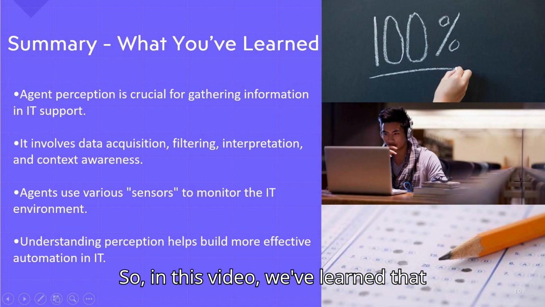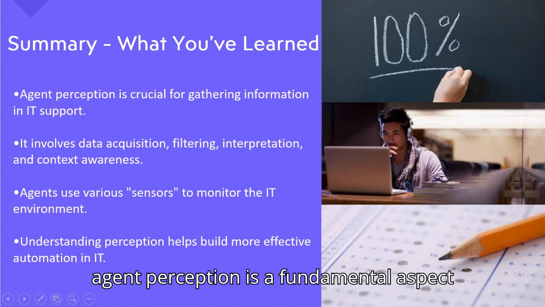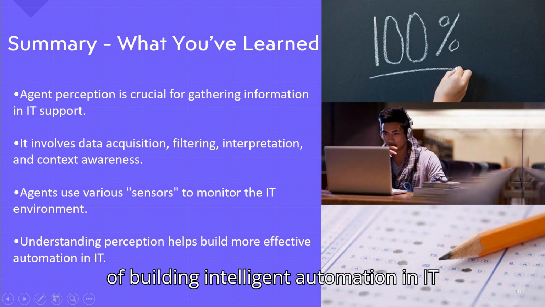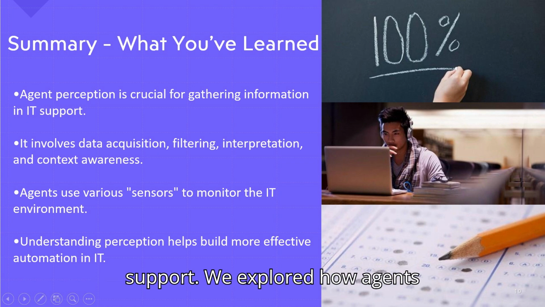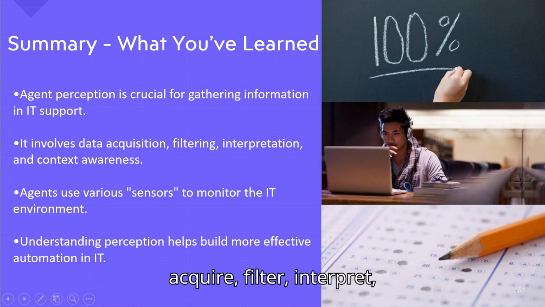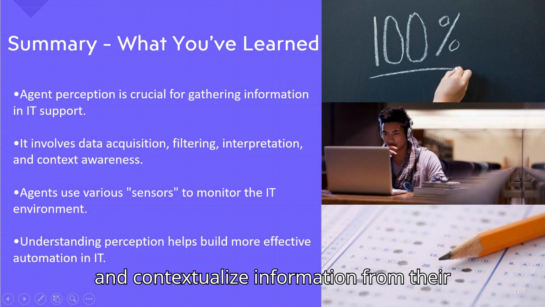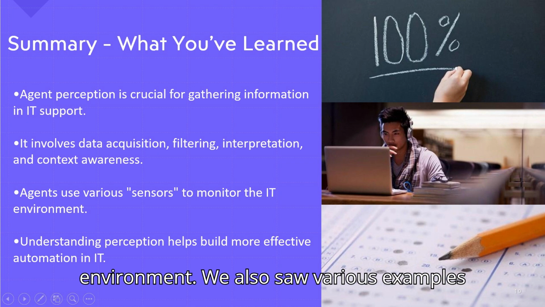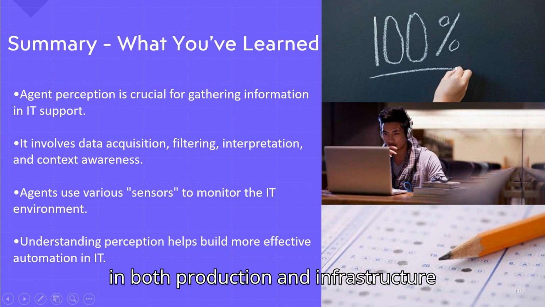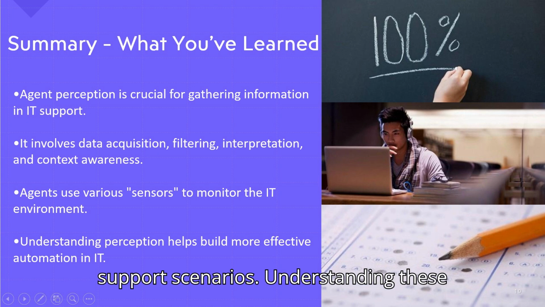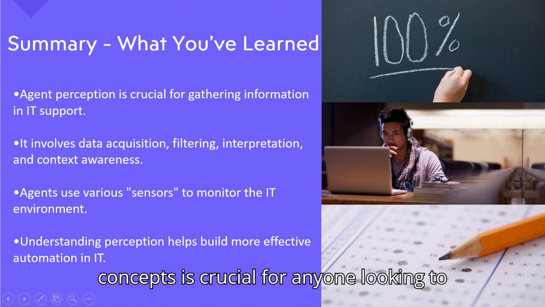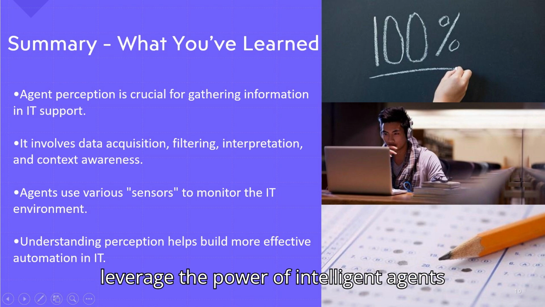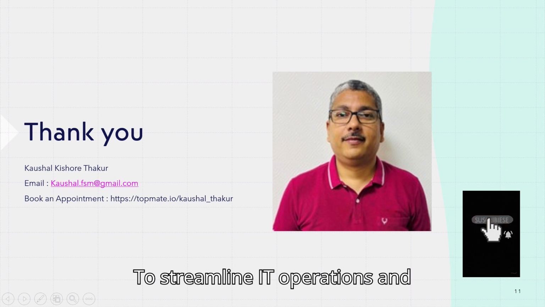So, in this video, we've learned that agent perception is a fundamental aspect of building intelligent automation in IT support. We explored how agents acquire, filter, interpret, and contextualize information from their environment. We also saw various examples in both production and infrastructure support scenarios. Understanding these concepts is crucial for anyone looking to leverage the power of intelligent agents to streamline IT operations and improve efficiency.